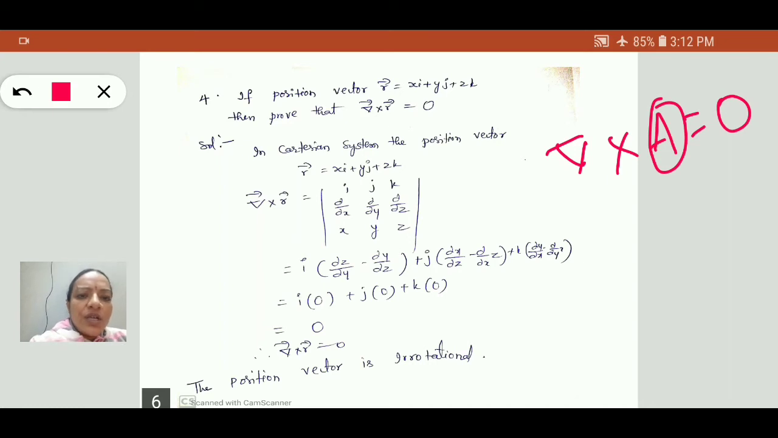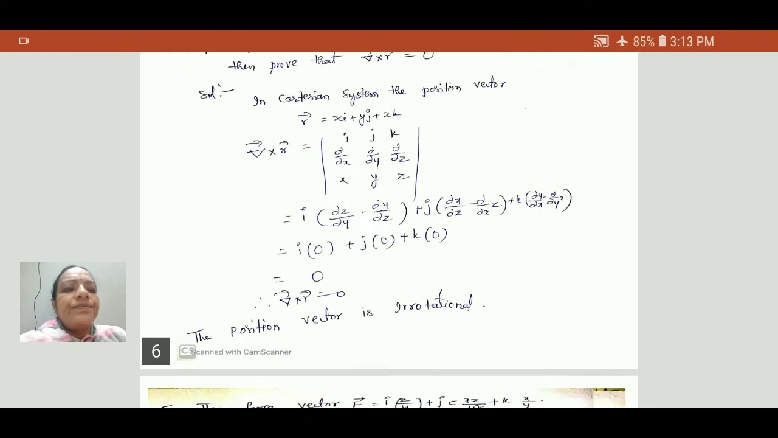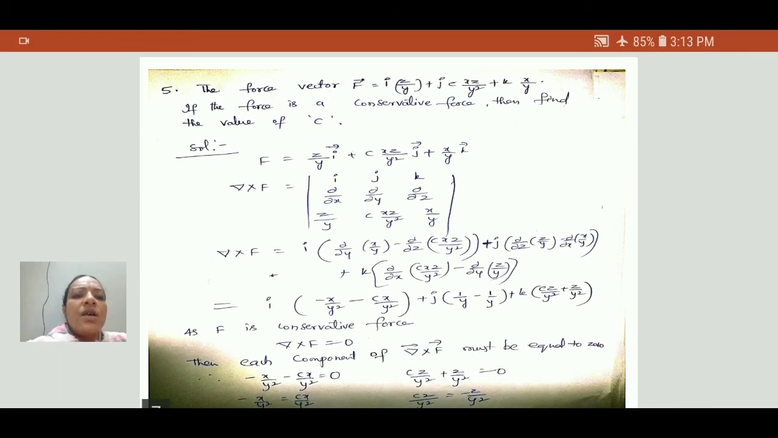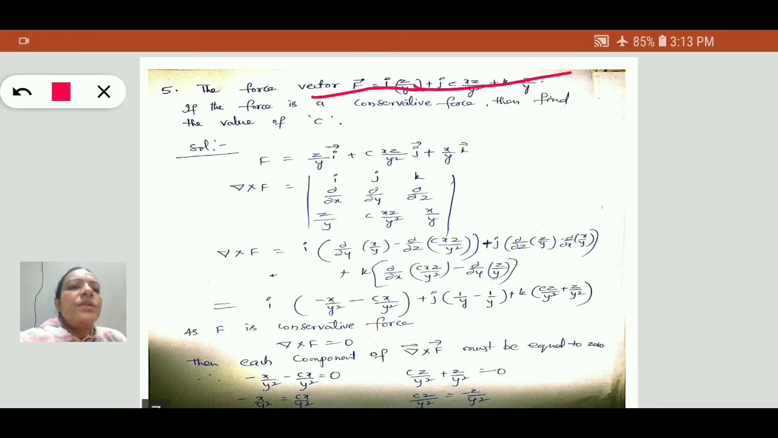We already know this. So this problem gives the position vector and shows that curl r is equal to 0. Simple. Next, let us enter into another problem, that is the fifth problem. This is also another type of problem. The force vector is given here.